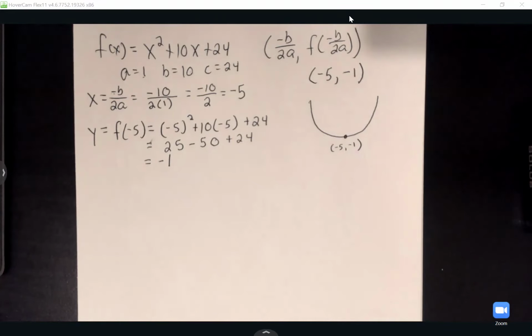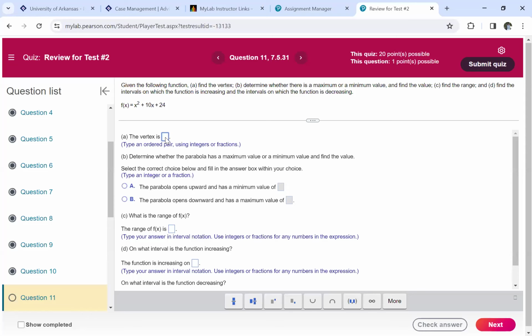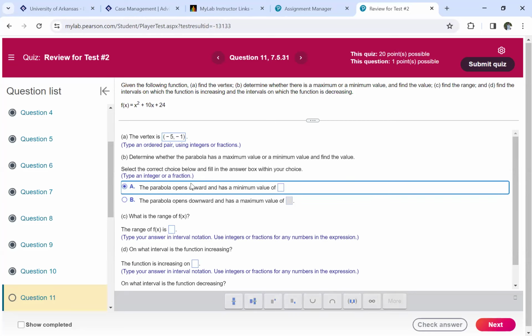So let's go see what we can answer on the math lab now. So we know what our vertex was. So put that in parentheses. And that was negative 5, comma, negative 1. All right, we said we had a minimum because ours opened up. So I would have to go to the parabola opens upward. It has a minimum value. Remember, the minimum value is the y value. So that'll be -1.